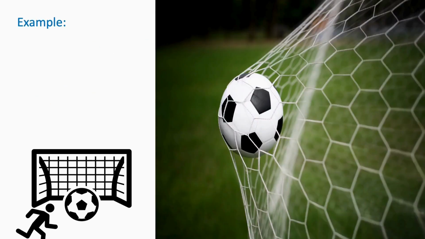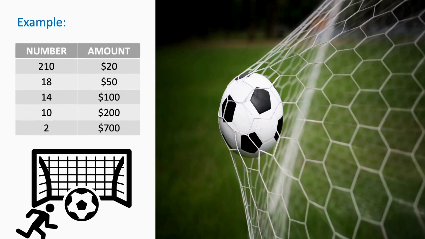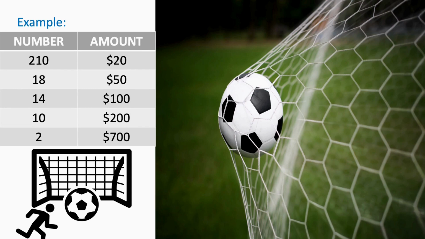Let's look at a practical example. We want to buy gifts for 66 outstanding students in a soccer league. In order to earn the required money, we are going to organize a fundraiser. The donation amounts are as follows. 210 people donated $20. 18 people donated $50. 14 people donated $100. 10 people donated $200. And 2 people donated $700.